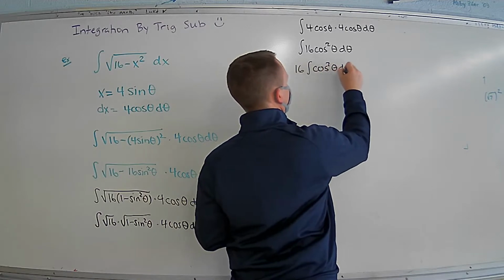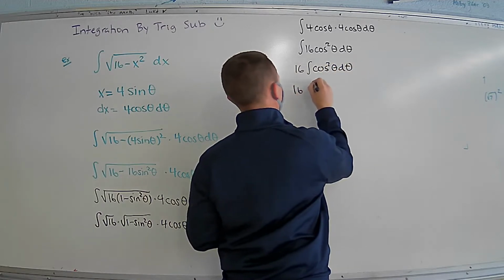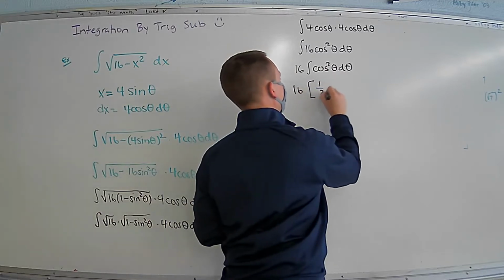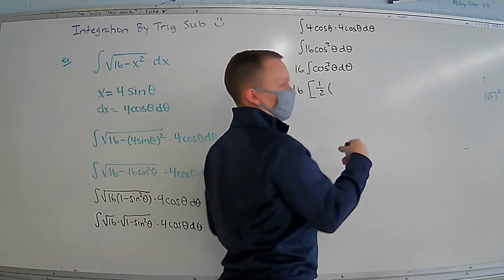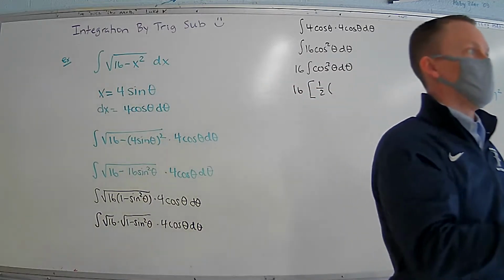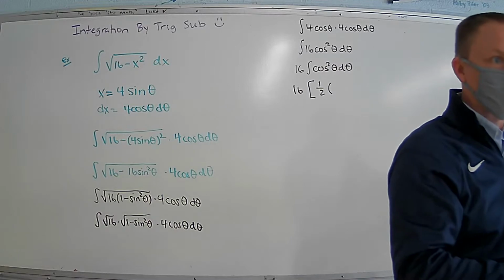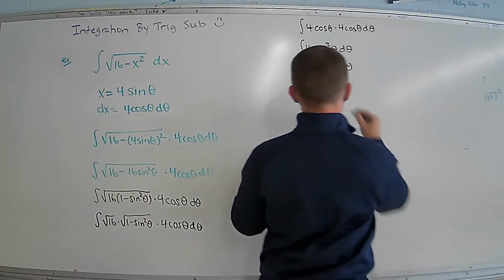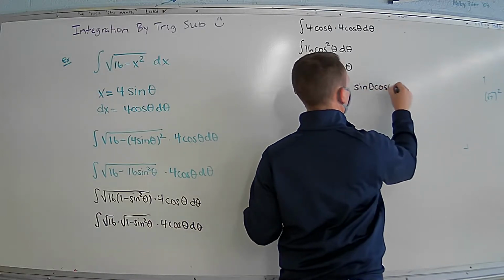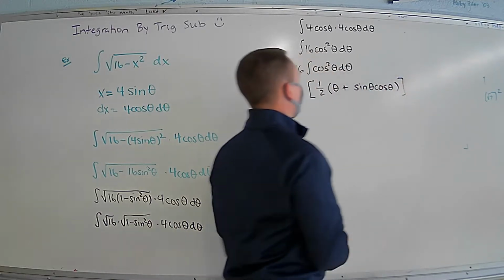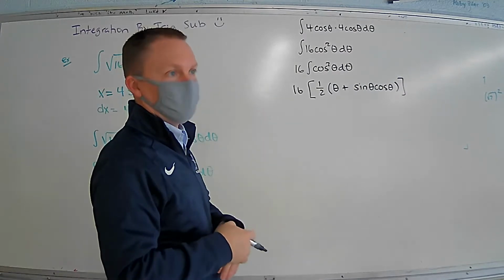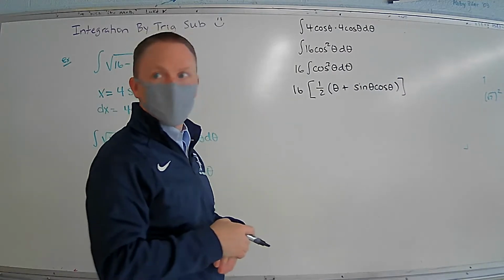Cosine squared d theta. So what is the antiderivative of cosine squared? 1/2 times x plus sine x cosine x, right? But since this is theta, it's going to be theta plus sine theta cosine theta. And you guys want to go ahead and marry the 16 and the 1/2? Call those 8.